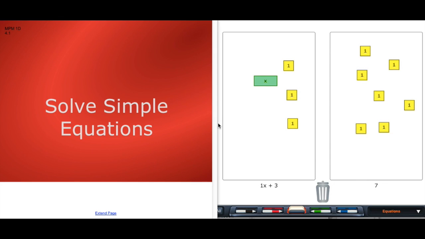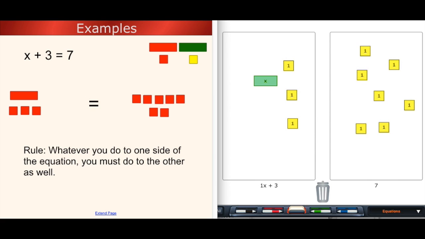Okay, in this video we're going to use the AlgebraTile app to help solve simple equations. Keeping in mind that when I want to solve an equation, I'm looking for a particular value that makes one side of the equation the same as the other side of the equation. Okay, so let's look here.